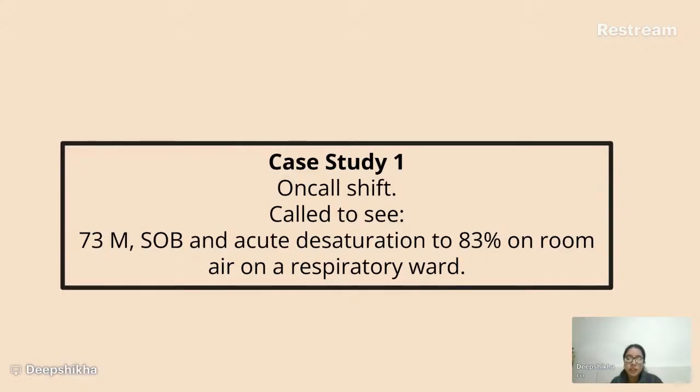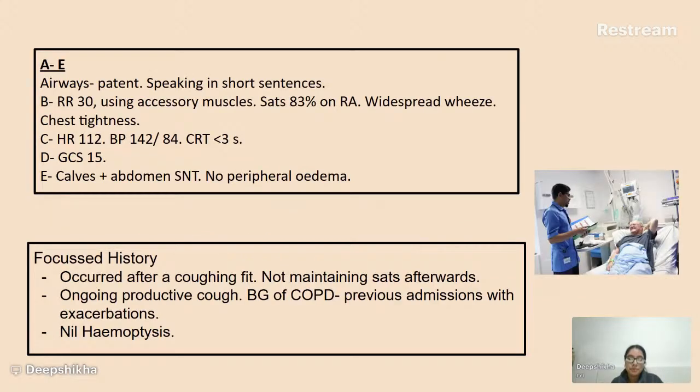So again, you're on your on-call shift. You're asked to see a 73-year-old male that has become quite short of breath and is acutely desaturated to 83% on room air on the respiratory ward. When you get there, you do a quick A to E examination. You can see that the patient, let's call him John Smith.